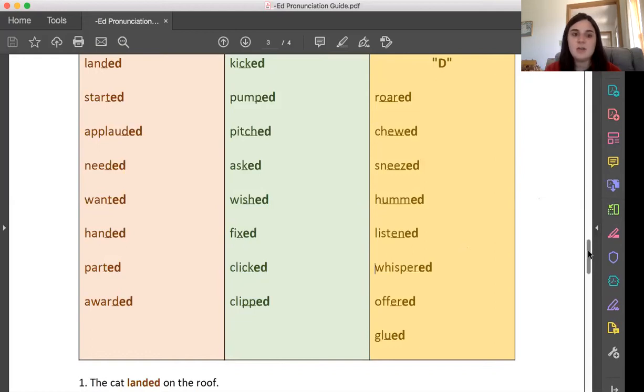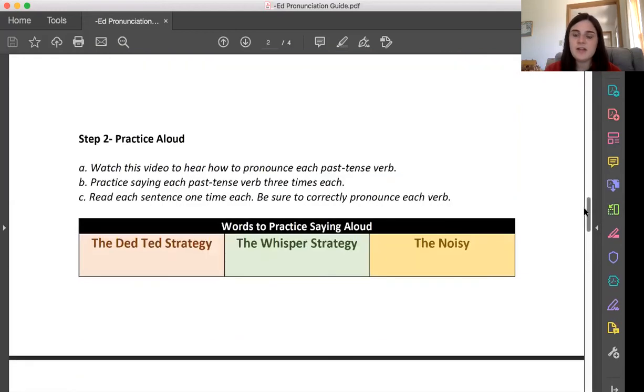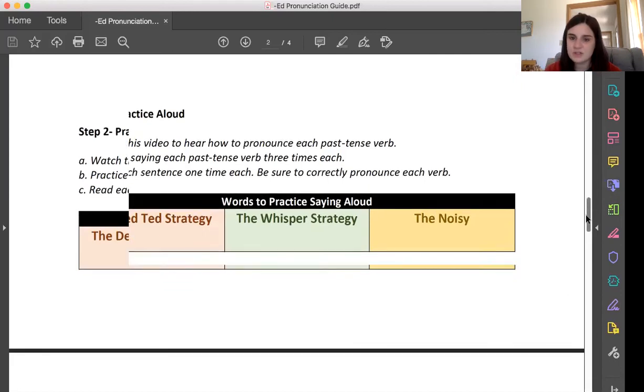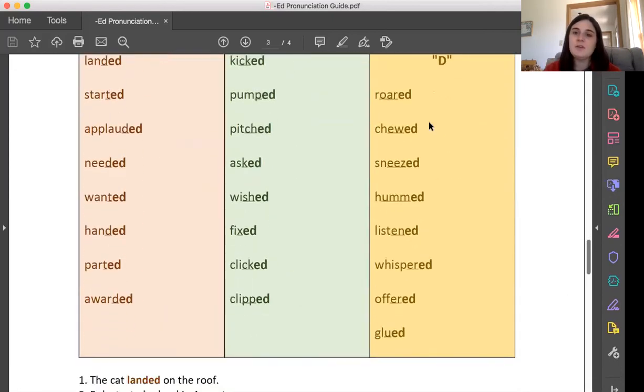The ED can make a different sound. The last strategy is called the noisy strategy. So when the verb ends with more of a noisy sound, like roar, you hear that, kind of noisy. The ED will just sound like a D, duh, roared. Do you hear that duh? Can you guys say duh? Almost sounds like duck, but duh. Okay, so practice with me.